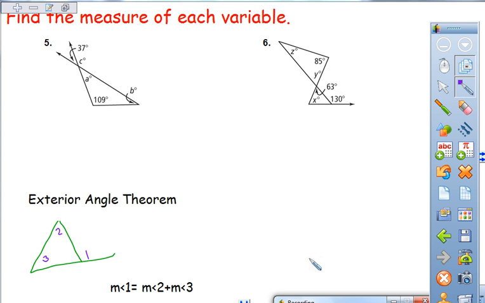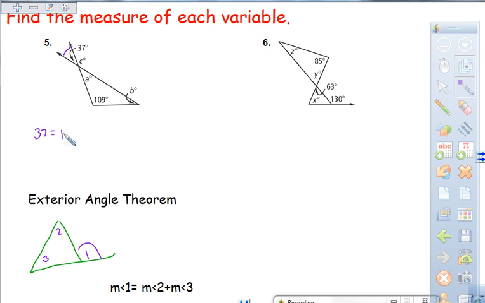It's called the exterior angle theorem, and it is missing from your notes, so make sure you write this down. The exterior angle is going to be equal to the sum of the two remote interior angles. So in this example, C is equal to 109 plus B. And that shows the exterior angle theorem.